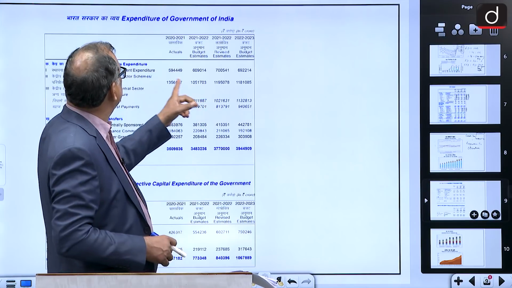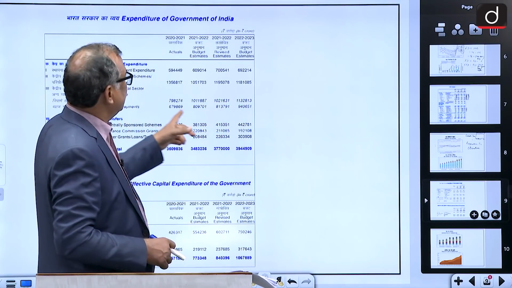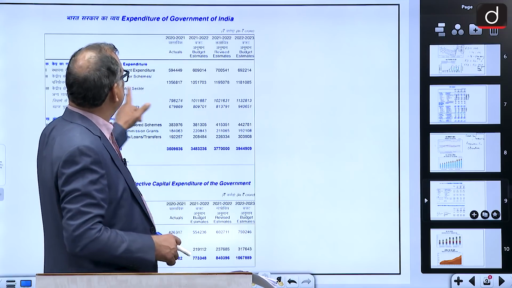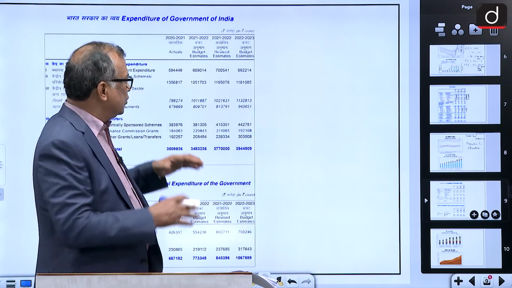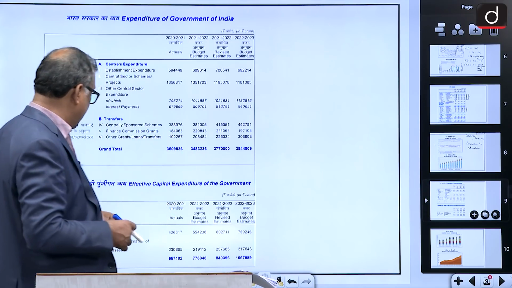Then central sector schemes 11,81,000, and other expenditures. Rather, central sector scheme is the biggest expenditure. So, overall composition, they can ask certain questions on expenditure.